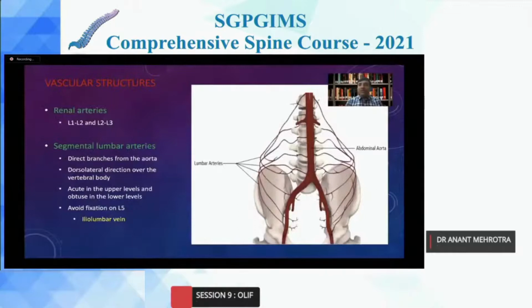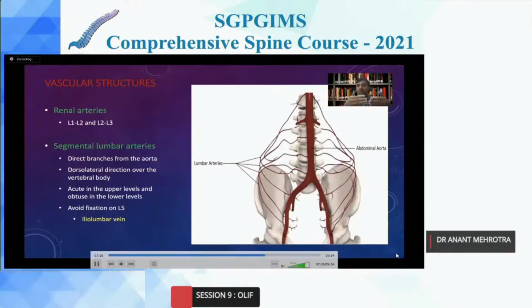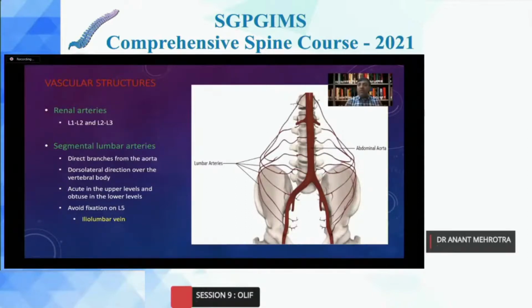The other vascular structures which are important are the renal arteries, at L1, L2 and L2, L3 level, depending upon the right or the left kidney. But perhaps more important are the segmental lumbar arteries, which are direct branches of the aorta, and they course posterolaterally over the vertebral body. So meticulous dissection of the vertebral body and over the disc space has to be done so that these vessels are not injured. If these vessels are injured, a significant amount of blood loss can occur, which might become very difficult to control.